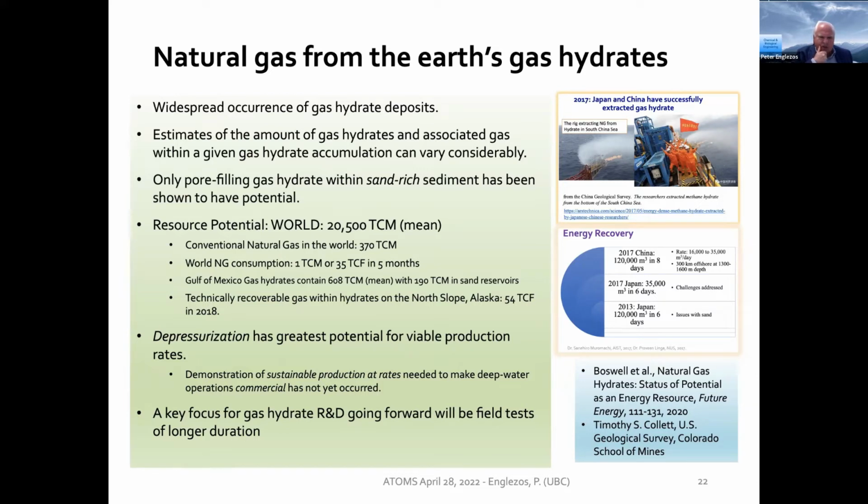Depressurization, whereby you induce a pressure reduction that shifts the hydrate stability to pressure-temperature conditions where the hydrate is not viable anymore, has proven to be the most viable production technology. The key is to demonstrate sustainable production rate over a long period of time. If you look at the 2 most recent tests in Japan and China, they sustained production for about 8 or 6 days. Okay, so the key focus right now is to do field tests and attempt a longer duration.